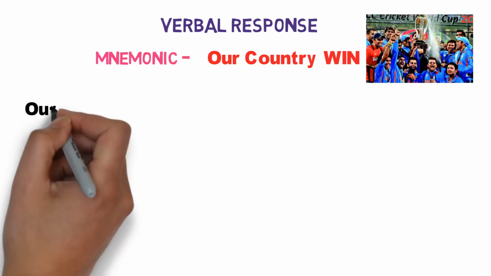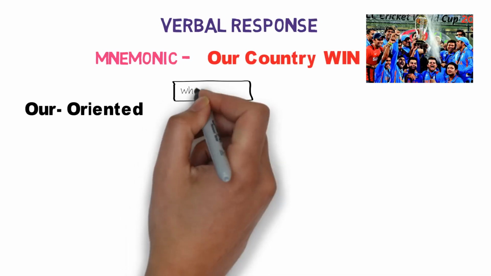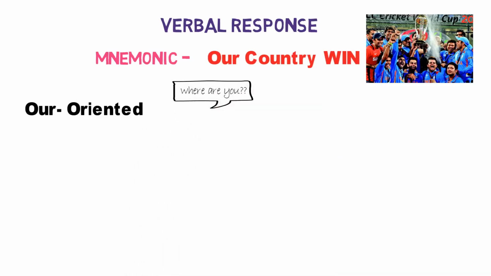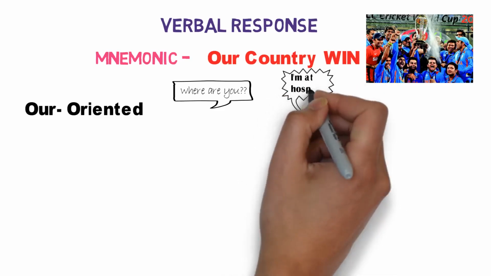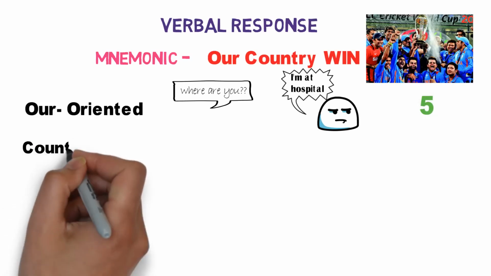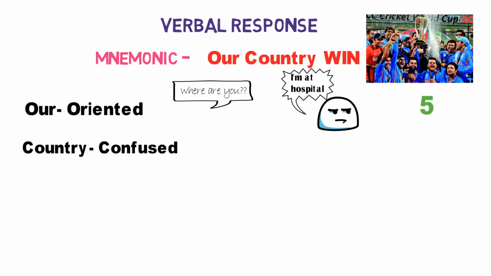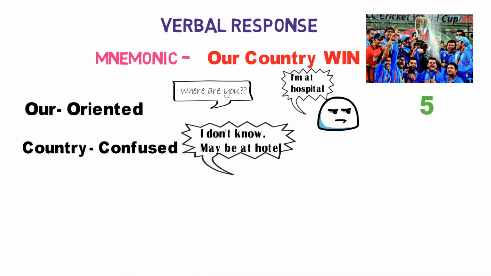Coming back to mnemonic, O in our stands for oriented. If you ask a patient, where are you and which month is it, and if he or she answers correctly that I am at hospital, that means patient is oriented, so verbal score is 5. C in country stands for confused. If patient replies that I don't know or say something like maybe at a hotel, that means he is confused, so verbal score is 4.